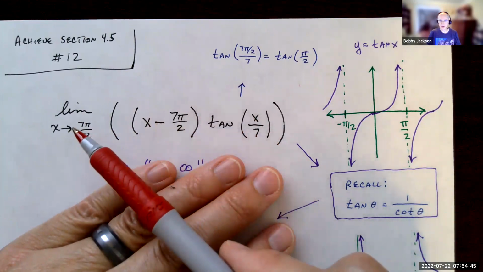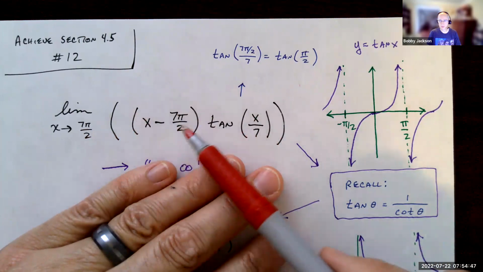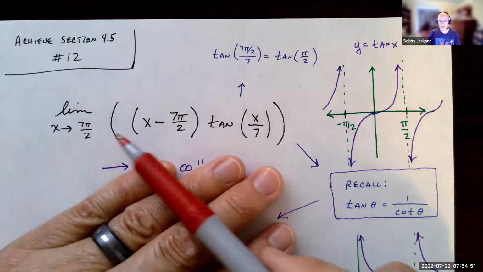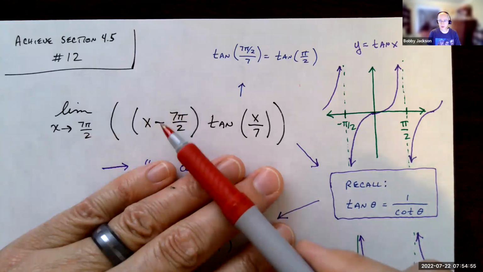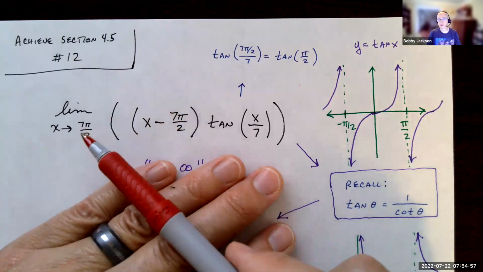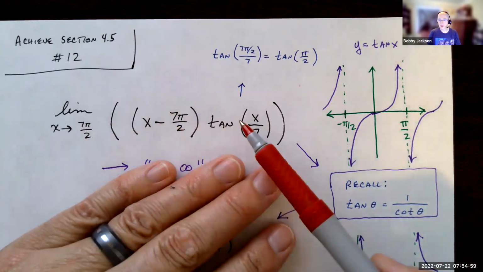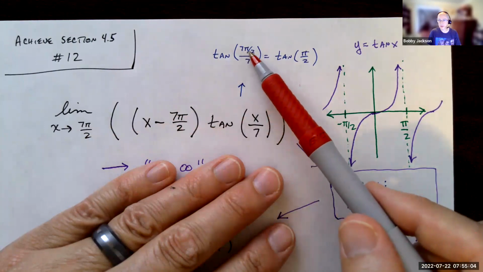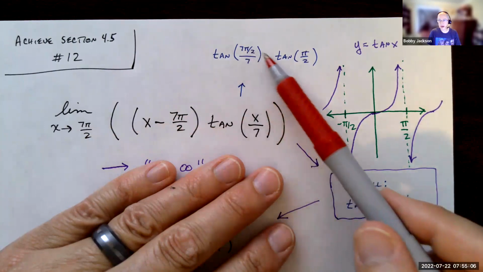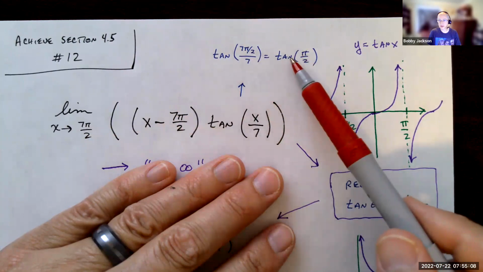Well, notice the first part is going to approach 0. Obviously, if I plug in x = 7π/2 directly, I get 0. So this expression is getting closer and closer to 0 as x gets closer to 7π/2. And then what about this tangent expression here? Well, if I plug in x, 7π/2 divided by 7 is just π/2. So this is approaching tangent of π/2.